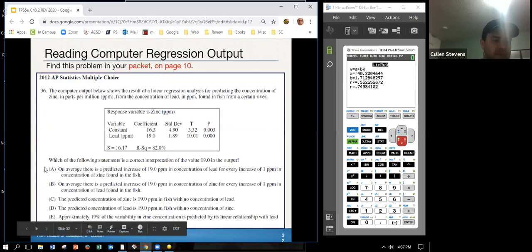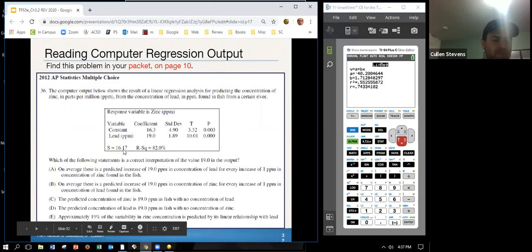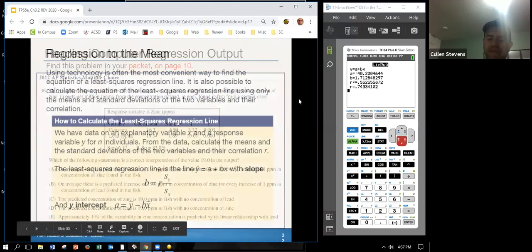A is not our answer because it switched the X and Y. C and D are both trying to pretend that 19 was our y-intercept. And notice E, they're sneaking in and trying to get here. This is how we talk about what S is, but we know that S isn't 19. We can say that S is the 16.17 here.